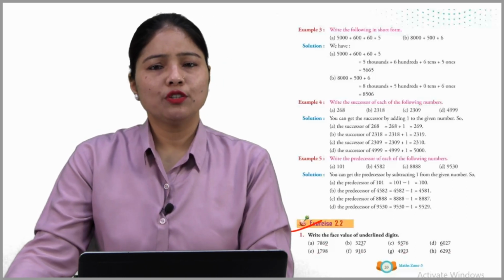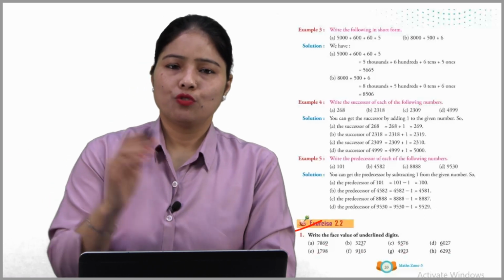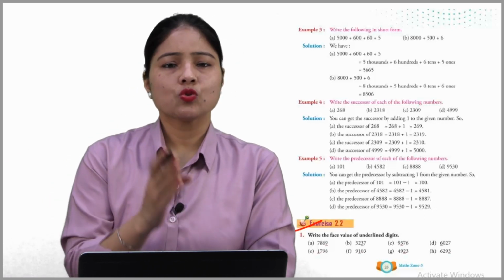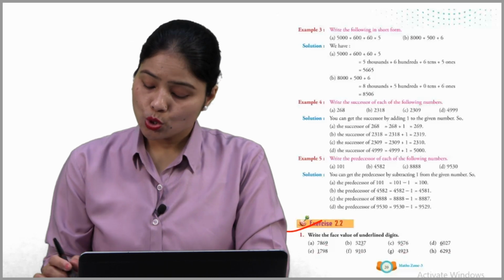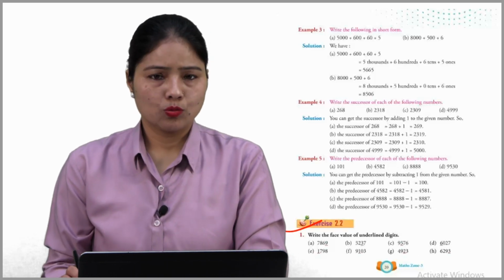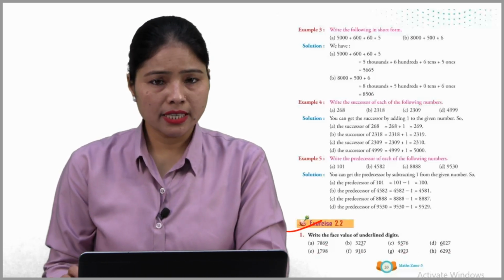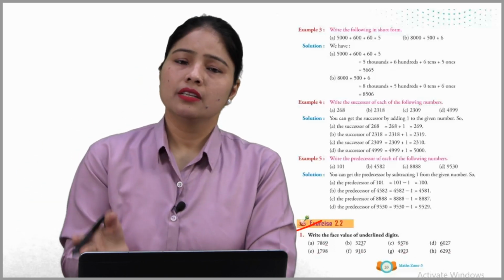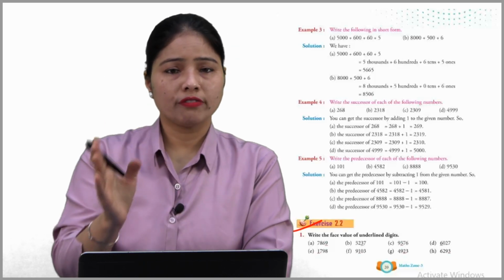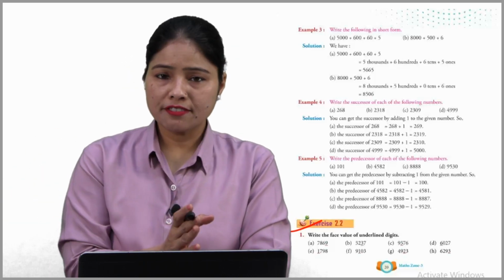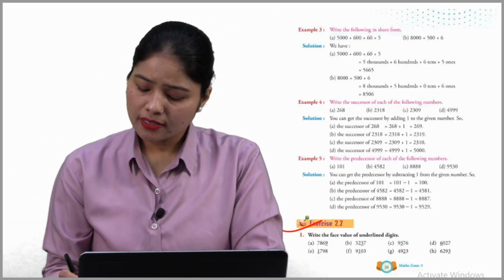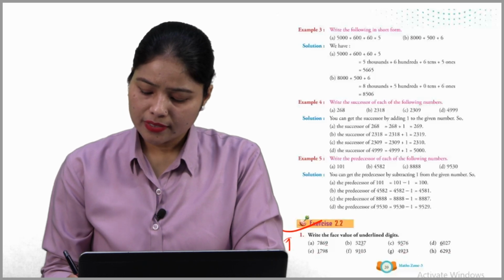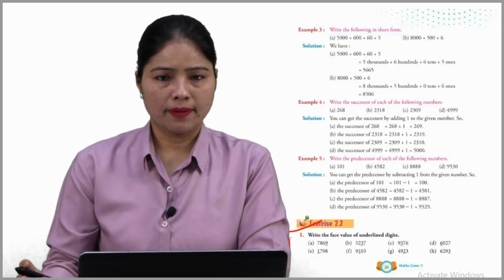Write the face value of underlined digits. So the first one is given, 7869. The underlined digit is 9. So what we learnt is that face value can't change. Whatever the number is, the digit always remains the same. So the face value of that particular digit is 9, because it will not change.